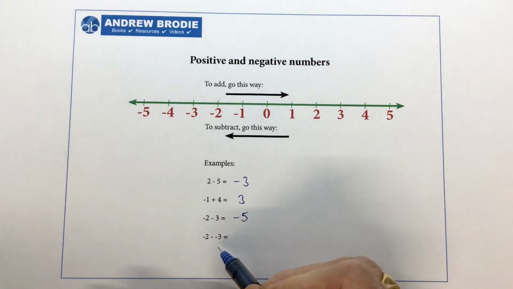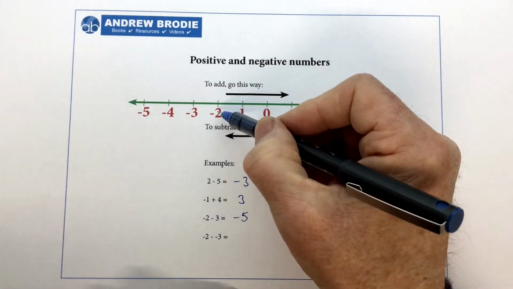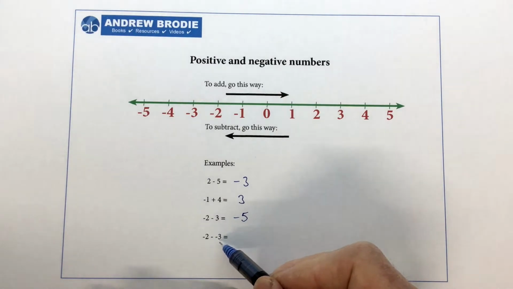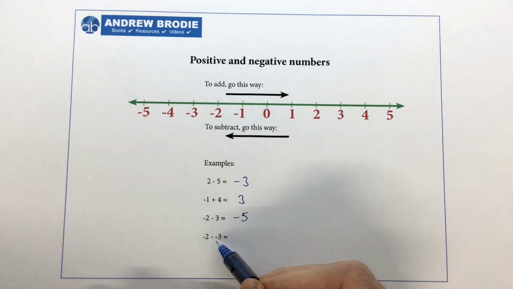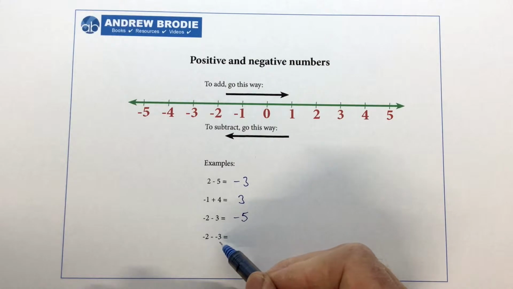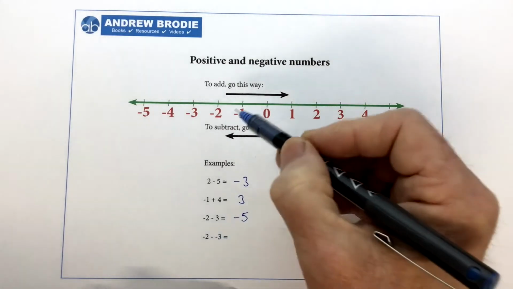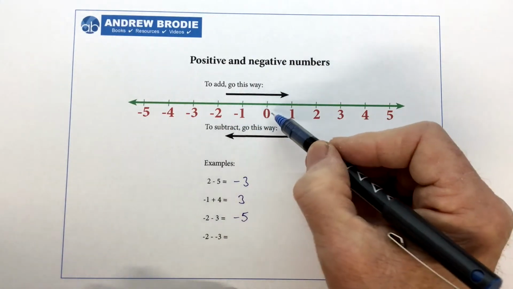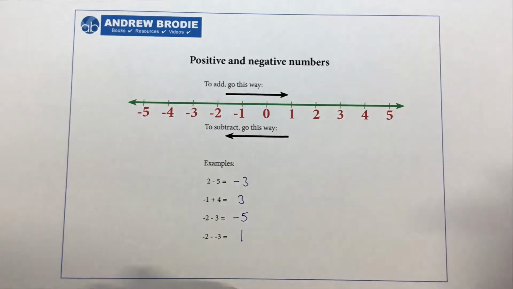And this is the interesting one. We're starting on negative 2, but we're subtracting negative 3. A minus with a minus makes a plus. So 2 minuses together make a plus. So negative 2 minus minus 3 is negative 2 plus 3. So it goes this way. 1, 2, 3. The answer is 1.